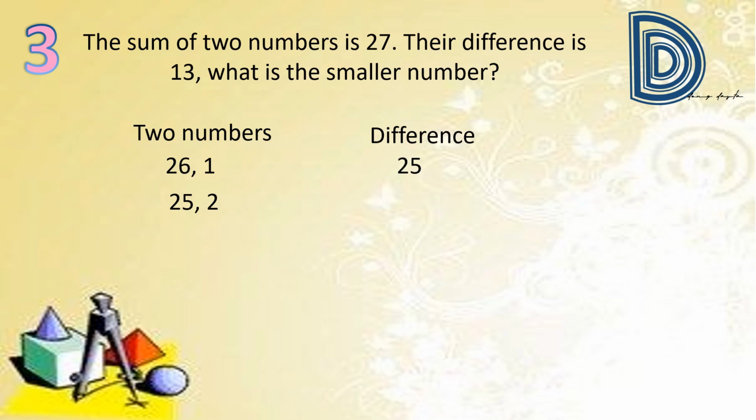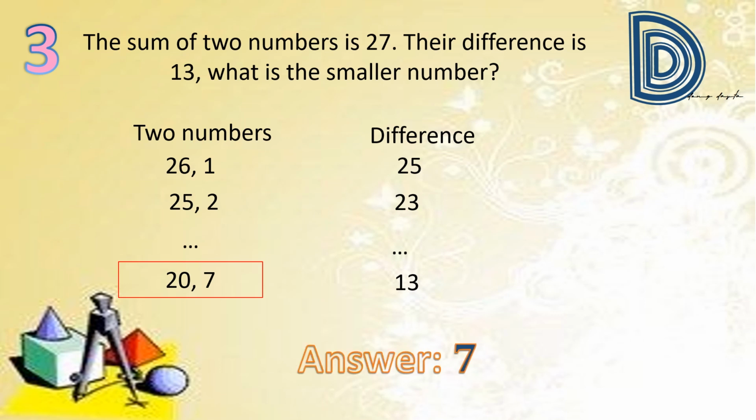Get their difference, 23, and so on until we get the pair 20 and 7, because 20 plus 7 is 27, and 20 minus 7 is 13. So the smaller of these two numbers is 7.